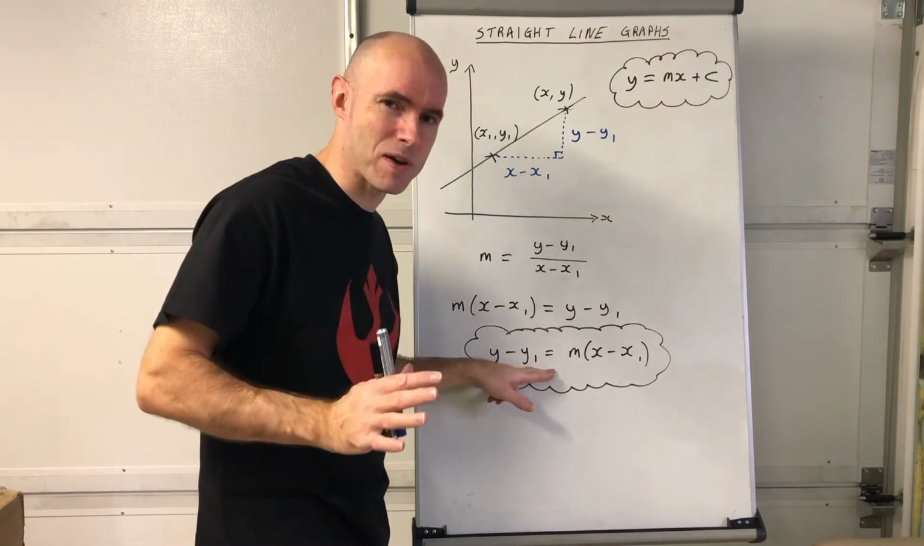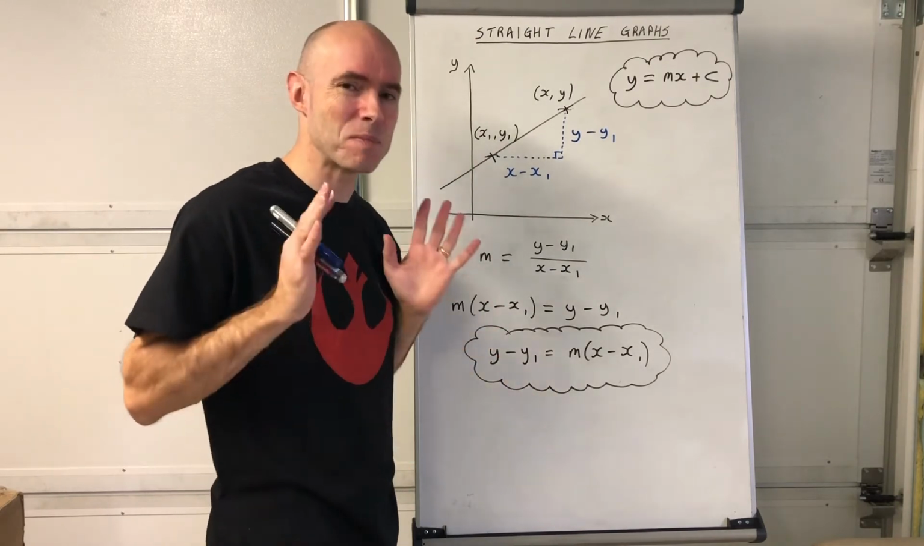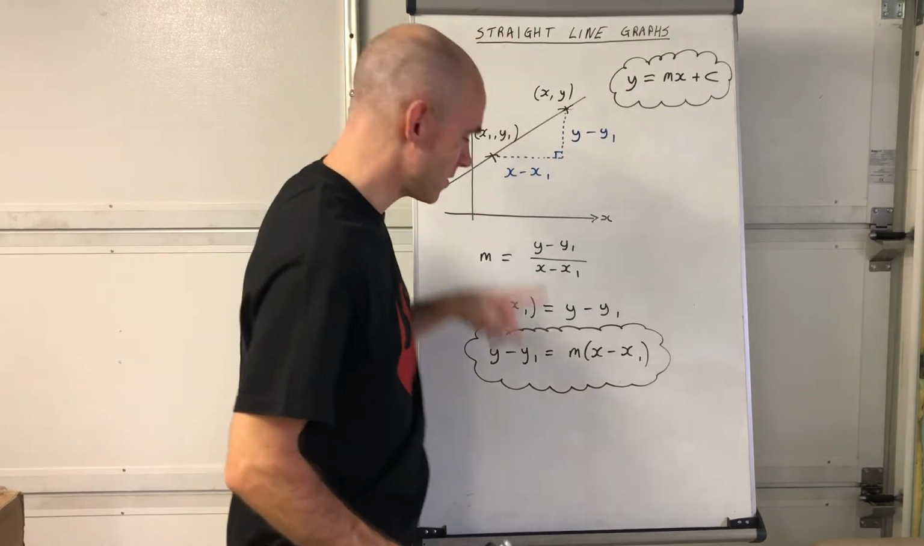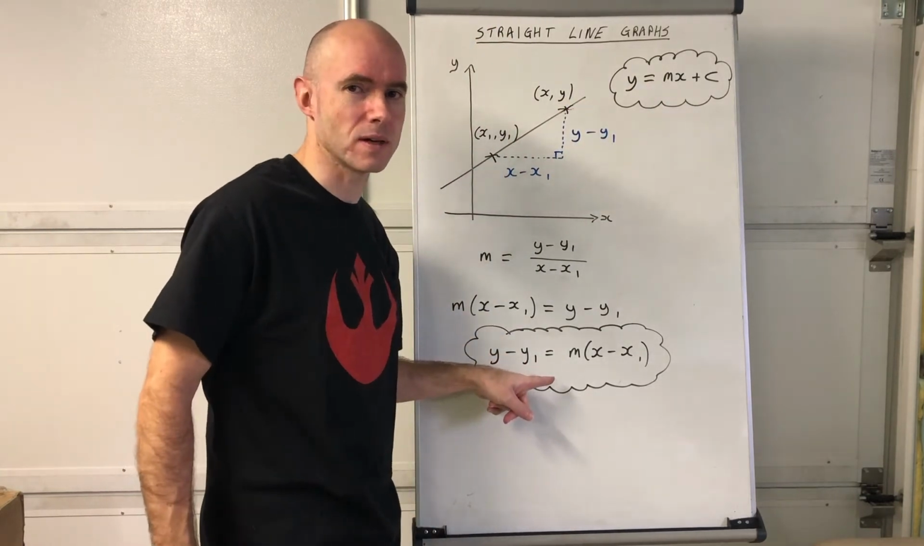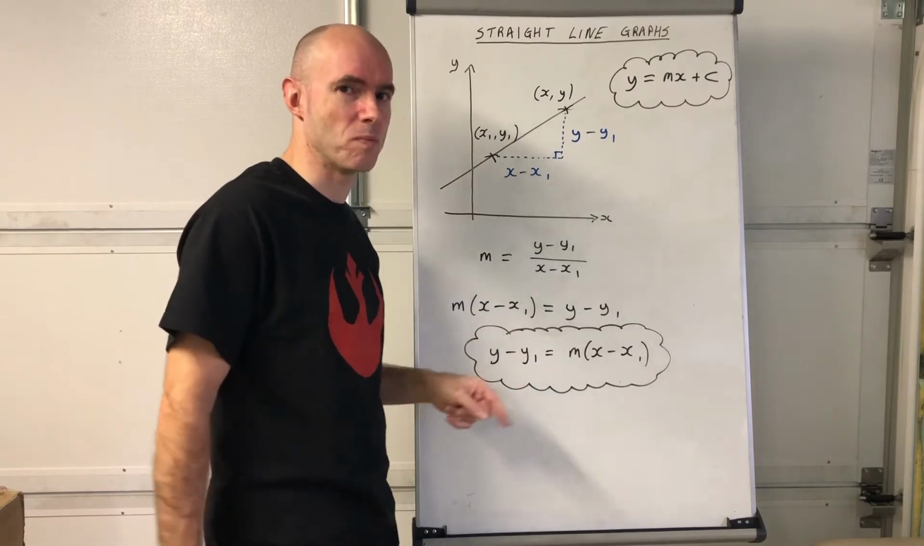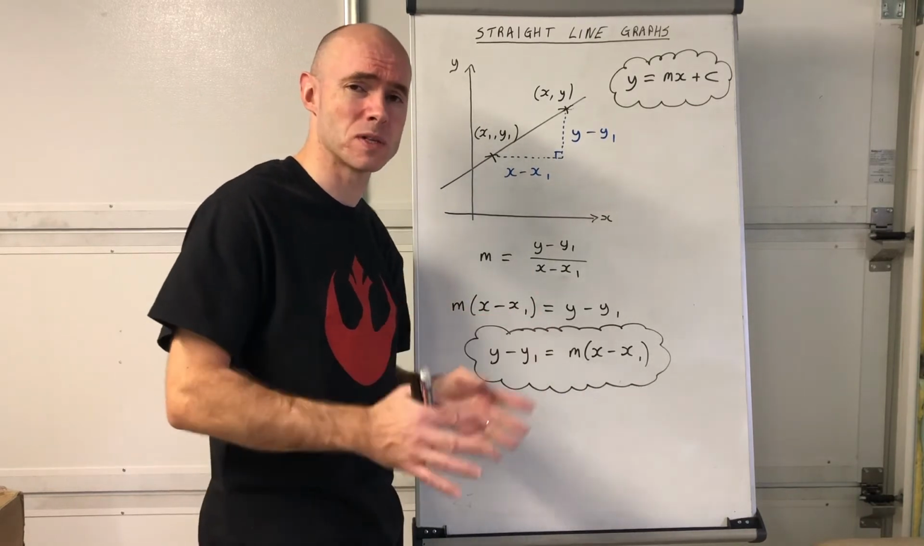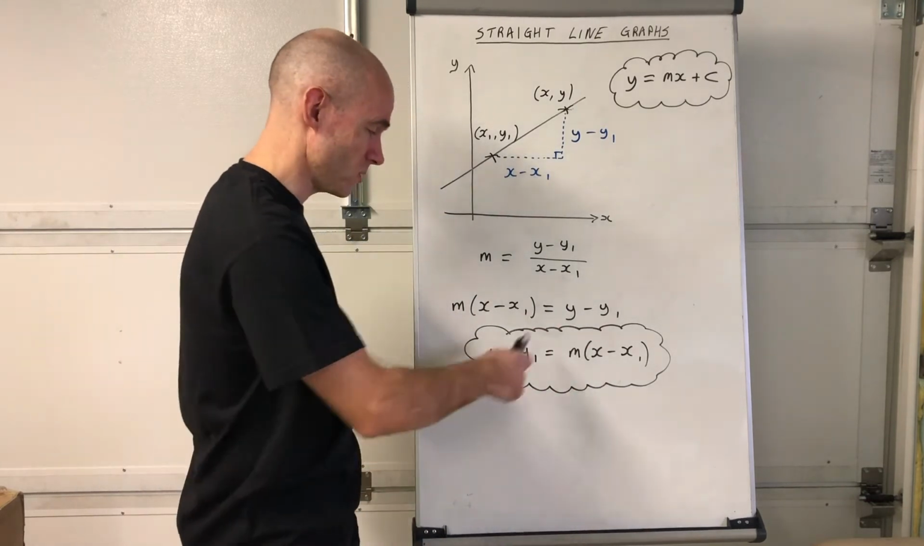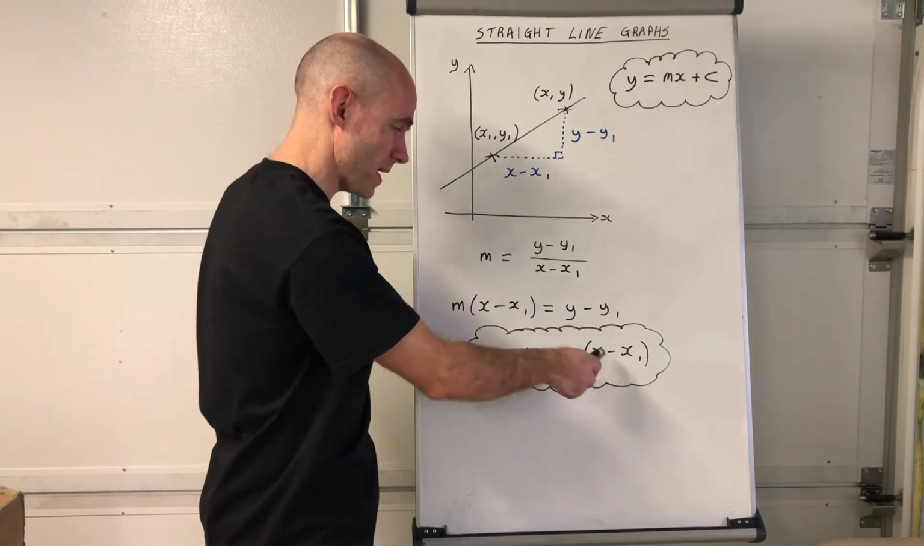Now, a bit of a plea here. Please, no matter how comfortable you feel with that, use this one instead, okay? Trust me, you'll benefit from it. And I'll give a few examples in another video as to why that one's actually better. But that's the equation you should use: y minus y1 equals m times x minus x1.